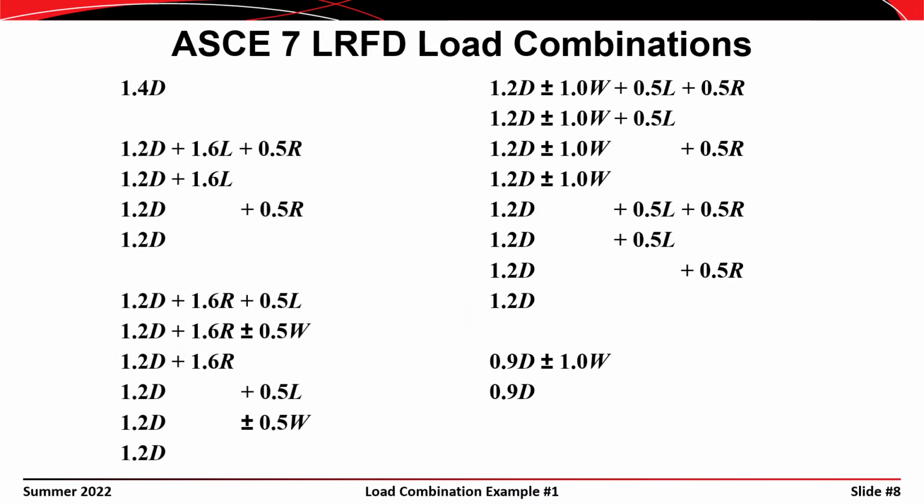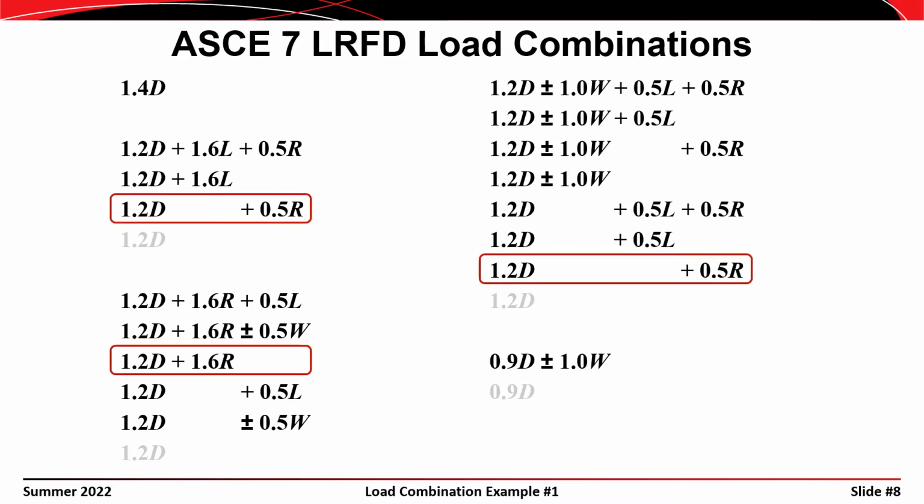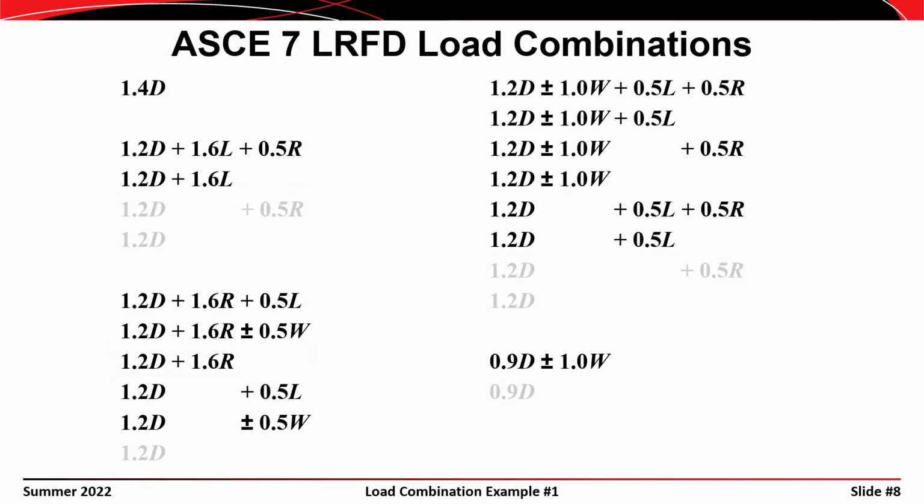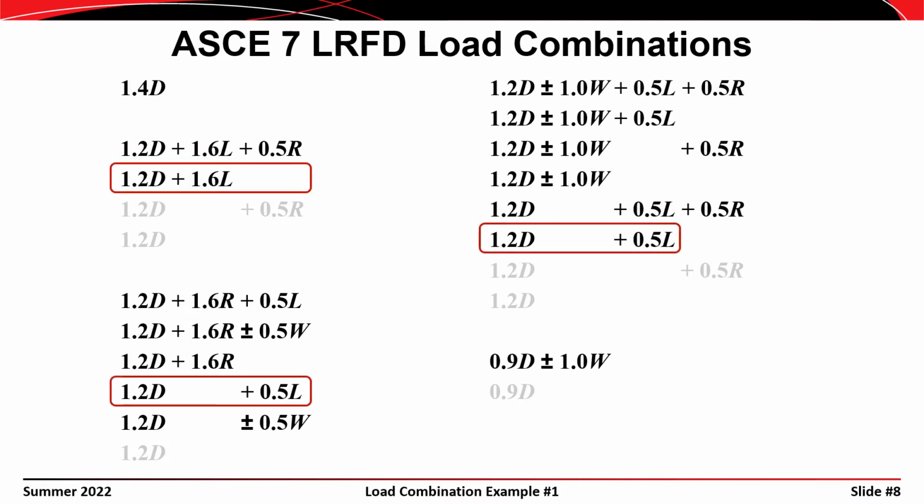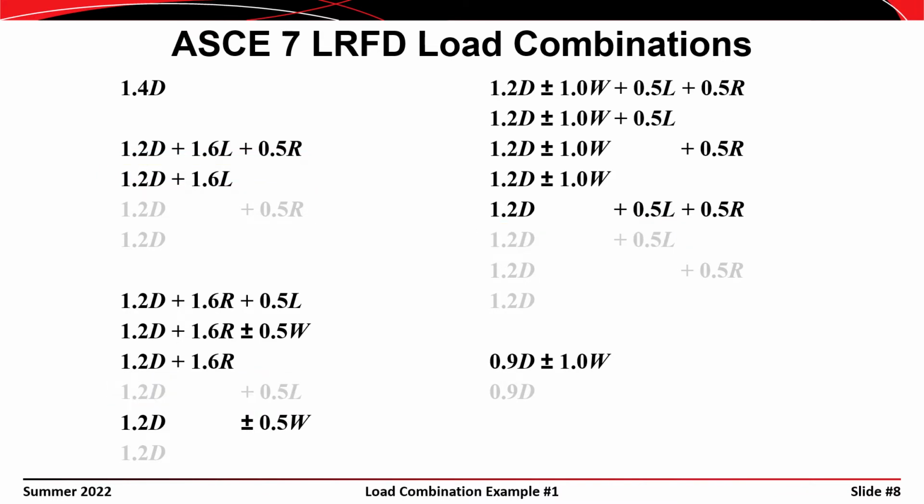If we consider all the permutations next to each other, some of them can obviously be eliminated. For example, if we consider these 5 permutations, it's obvious to us that 1.4 times dead is going to govern over the other cases. Similarly, if we consider these permutations, it's obvious to us that 1.2 times dead plus 1.6 times the roof loading is going to govern. Further still, we could see from this that this combination of 1.2 times dead plus 1.6 times live is going to govern over the other 2 cases.